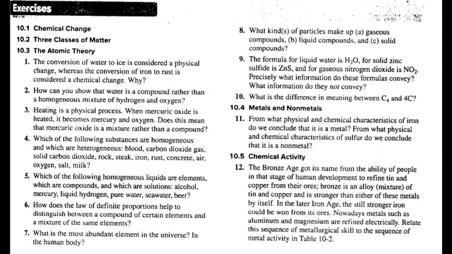Number 8, what kinds of particles make up gaseous compounds, liquid compounds, and solid compounds? So the types of particles could be molecules, atoms, and ions. For gaseous compounds, it can be only molecules. For liquid compounds, it could be molecules, atoms, and ions. I-O-N-S is the word, ions. And for solid compounds, it can also be molecules, atoms, and ions.